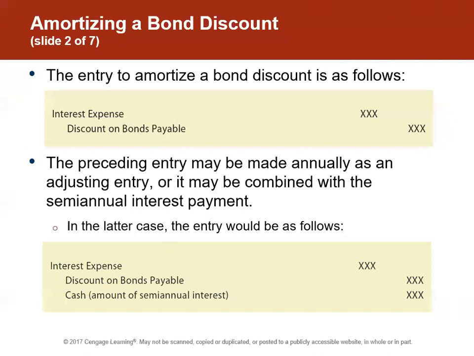To amortize a bond discount, we would debit interest expense and credit discount on bonds payable. A lot of times we do it all as one compound entry with the interest payment itself. So what we're doing is taking that discount amount and recognizing how much of that is an expense.